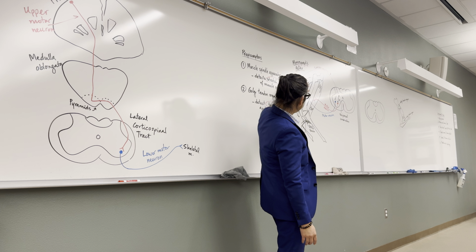On the other hand, the Golgi tendon organs are these particular structures that are built into, or located within, the tendons themselves. So those guys within the tendons of the muscle, we call the Golgi tendon organ.